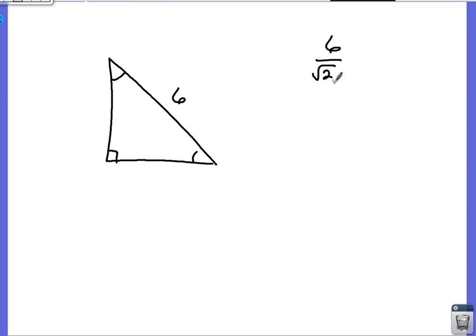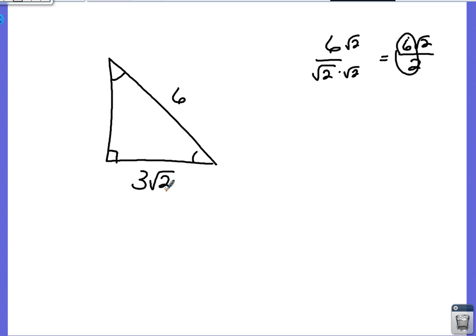We want to get the radical off the bottom. To get a radical off the bottom, if you got root 2 on bottom, multiply top and bottom by root 2. You now have 6 root 2 over root 2 times root 2 is 2. You cannot divide a radical by a number. That's the reason you couldn't do 6 divided by root 2, but you can divide a number by a number. You have 6 divided by 2 now, which is 3 root 2.